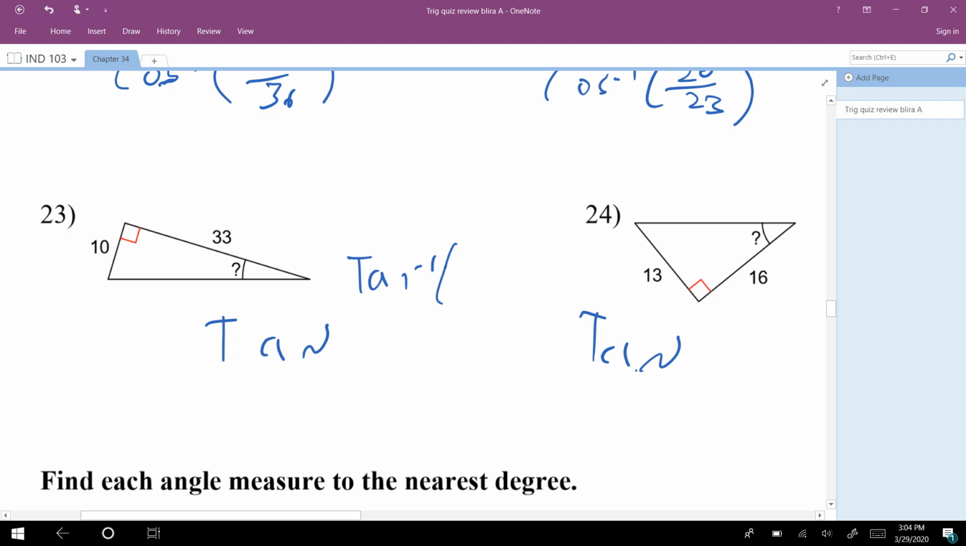Opposite would be 10, adjacent 33. And over here, we're going to do tangent⁻¹ of 13 over 16. All right? And then you should be getting your answers.